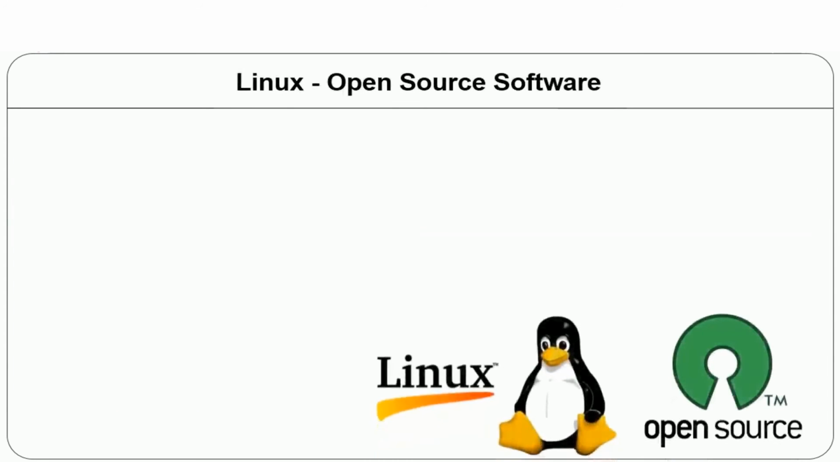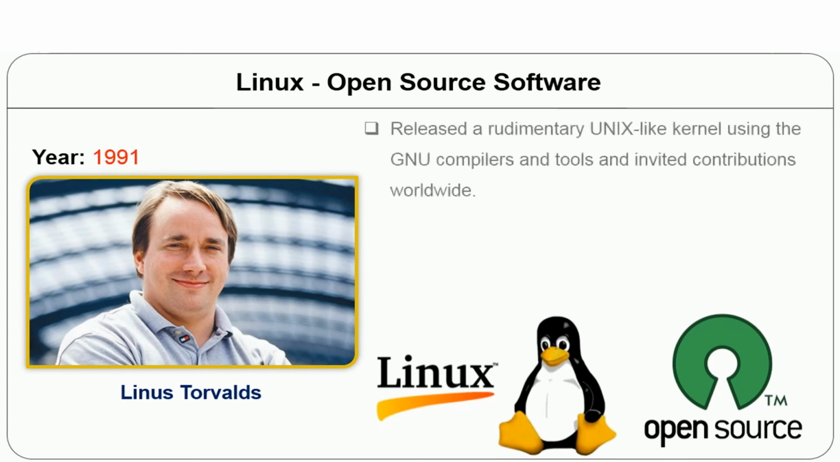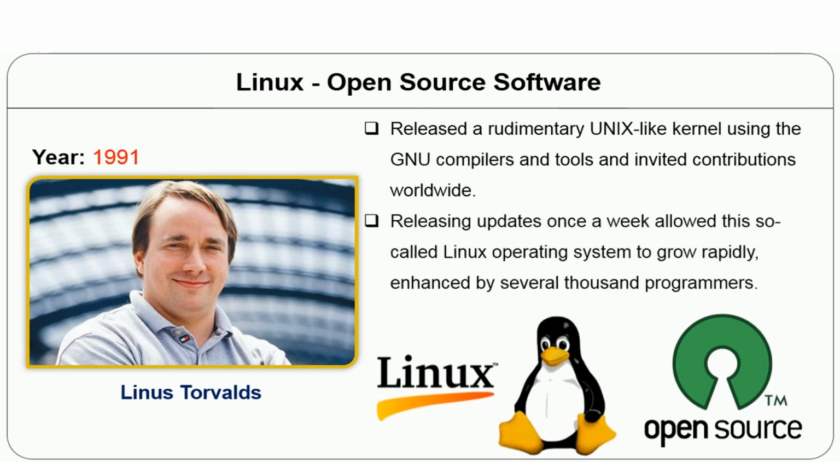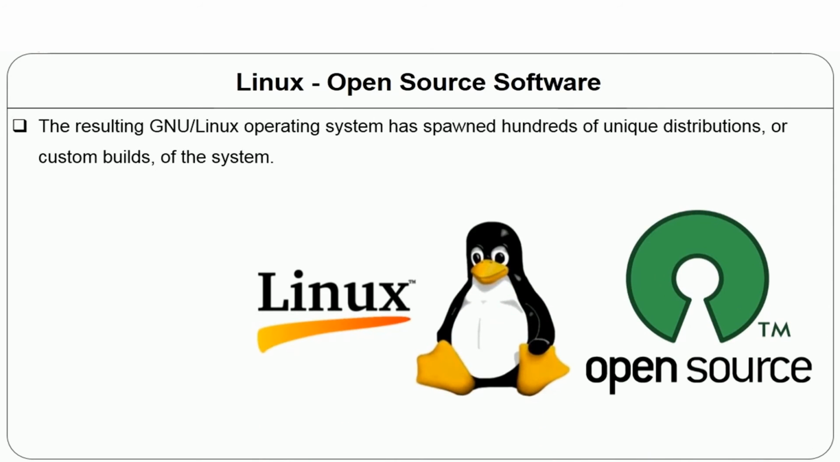Linux. It is the most popular open source software. In 1991, a student in Finland, Linus Torvalds, released a rudimentary Unix-like kernel using GNU compilers and tools and invited contributors worldwide. Releasing updates once a week allowed this so-called Linux operating system to grow rapidly, enhanced by several thousand programmers. The resulting GNU Linux operating system has spawned hundreds of unique distributions or custom builds of the system.